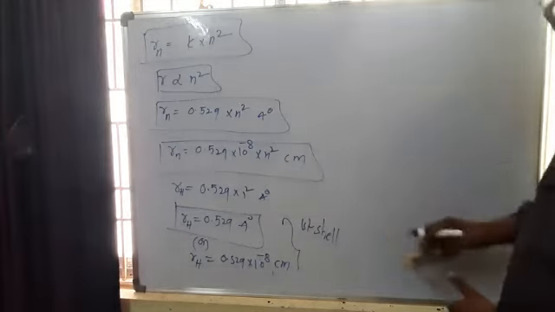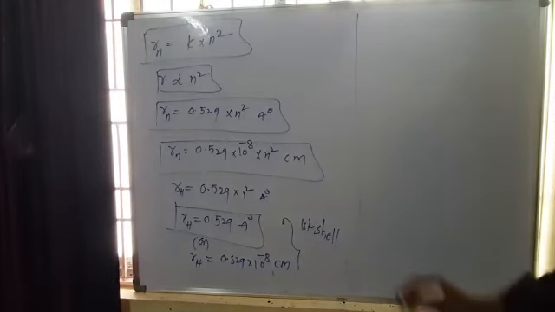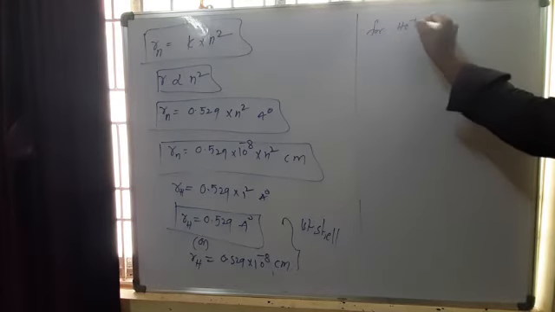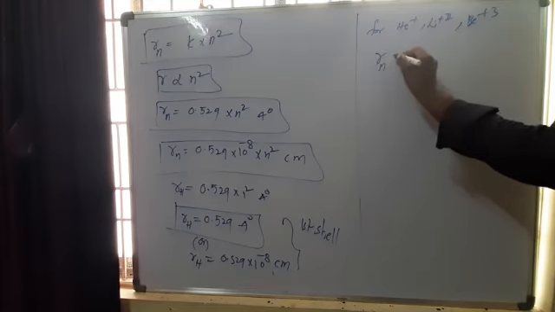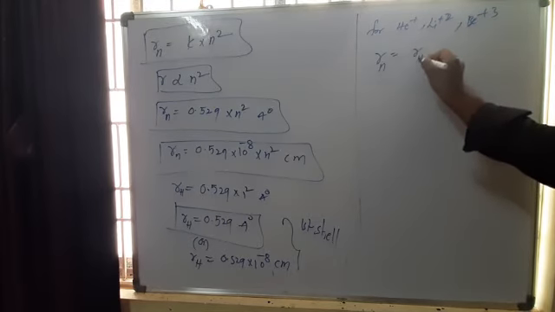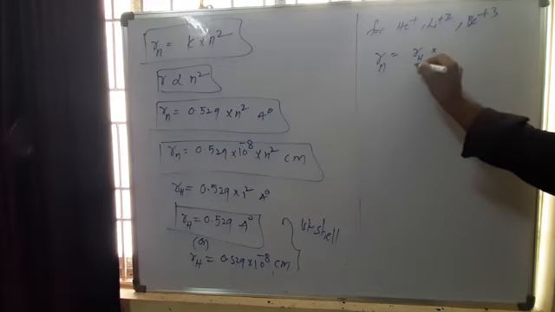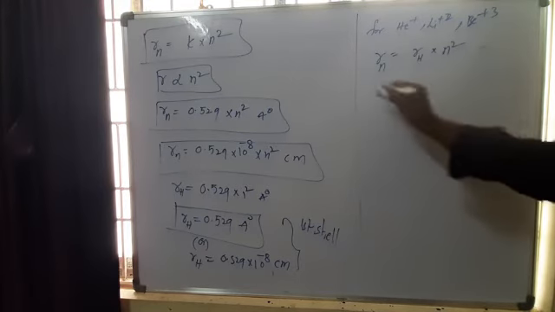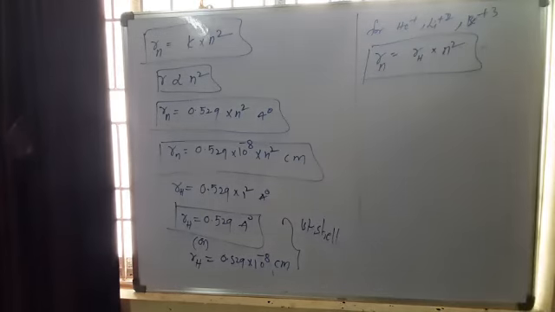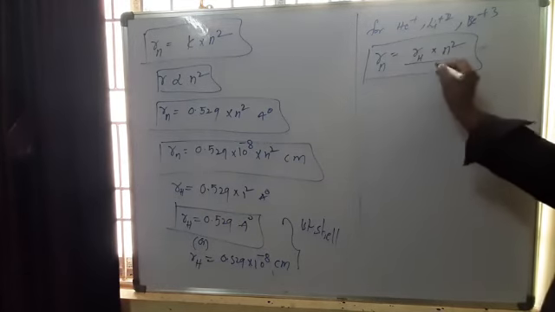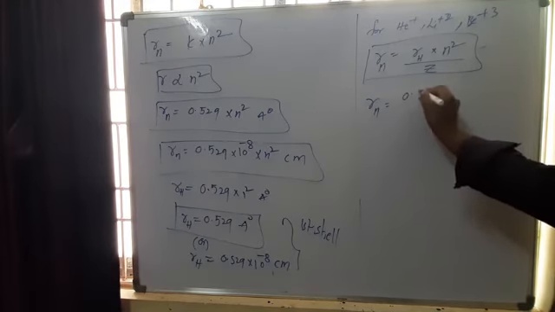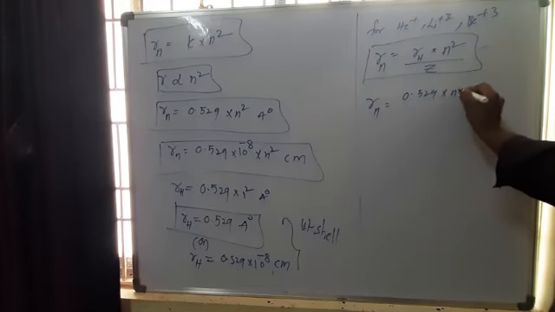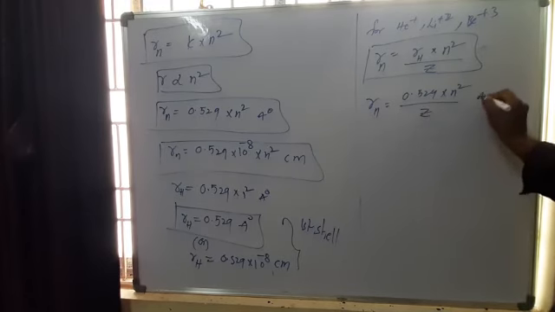For hydrogen-like species other than hydrogen, like helium plus, lithium plus 2 and beryllium plus 3, we can find the radius of the nth orbit using this formula: radius of hydrogen into n square by z. So the radius of the nth orbit equals 0.529 into n square by z angstroms.